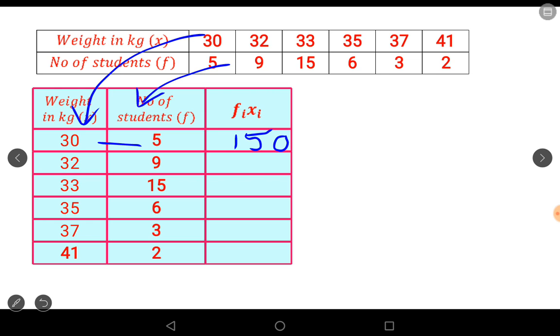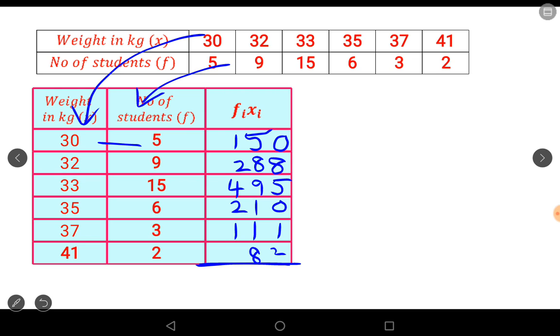32, 9 twos are 18, 9 threes are 27, 28. 15 threes are 45, 49. 6 fives are 30, 6 threes are 18, 21. 3 sevens are 21, 3 threes are 9, 11. So 82. This is the method to write the columns in ones place, tens place and hundreds place, because we add them simply.